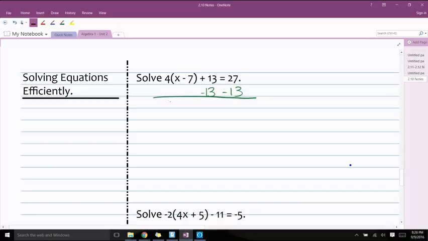Okay, so now I have 4 times the quantity of x minus 7. The 13s are gone. 37 minus 13. I meant to make this a 37. Sorry, guys. Okay, so we're going to say equals 24.